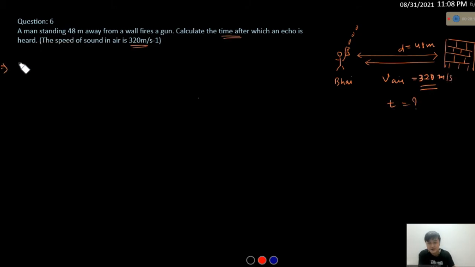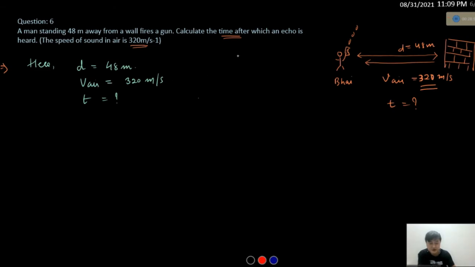What is given? A man is standing here. Distance is given 48 meter, and the velocity of the sound in air is given 320 meter per second, and we have to calculate time again, how much is the time required.